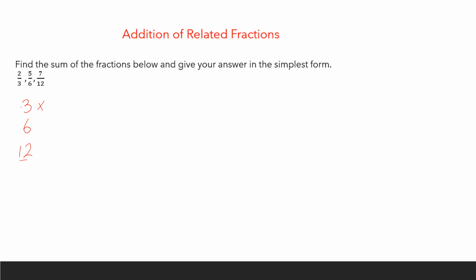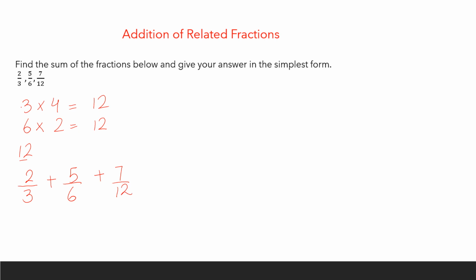So I can make 3 into 12 by multiplying it with 4, so it will be 12. When I multiply 6 with 2, it will also give us 12. In this way we can make all our denominators equal. So I'm going to write the fractions: 2 by 3 plus 5 by 6 plus 7 by 12.